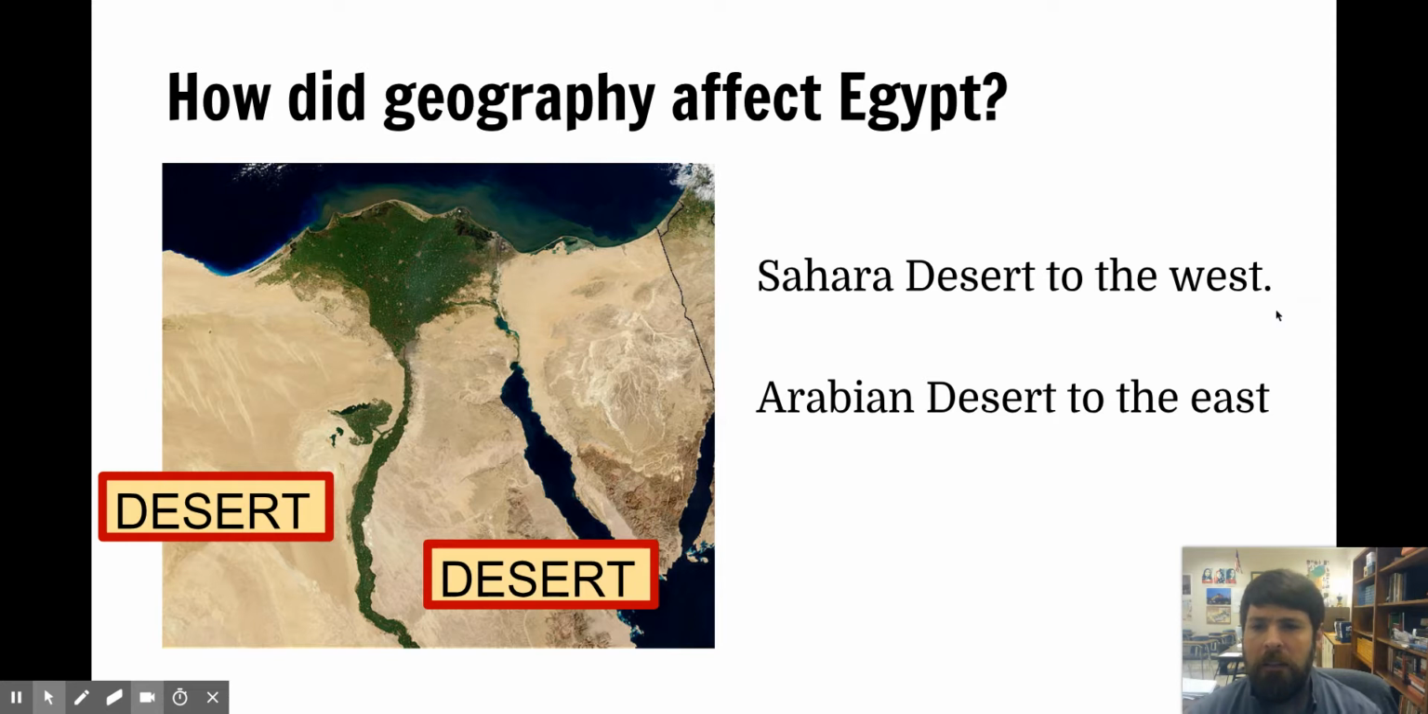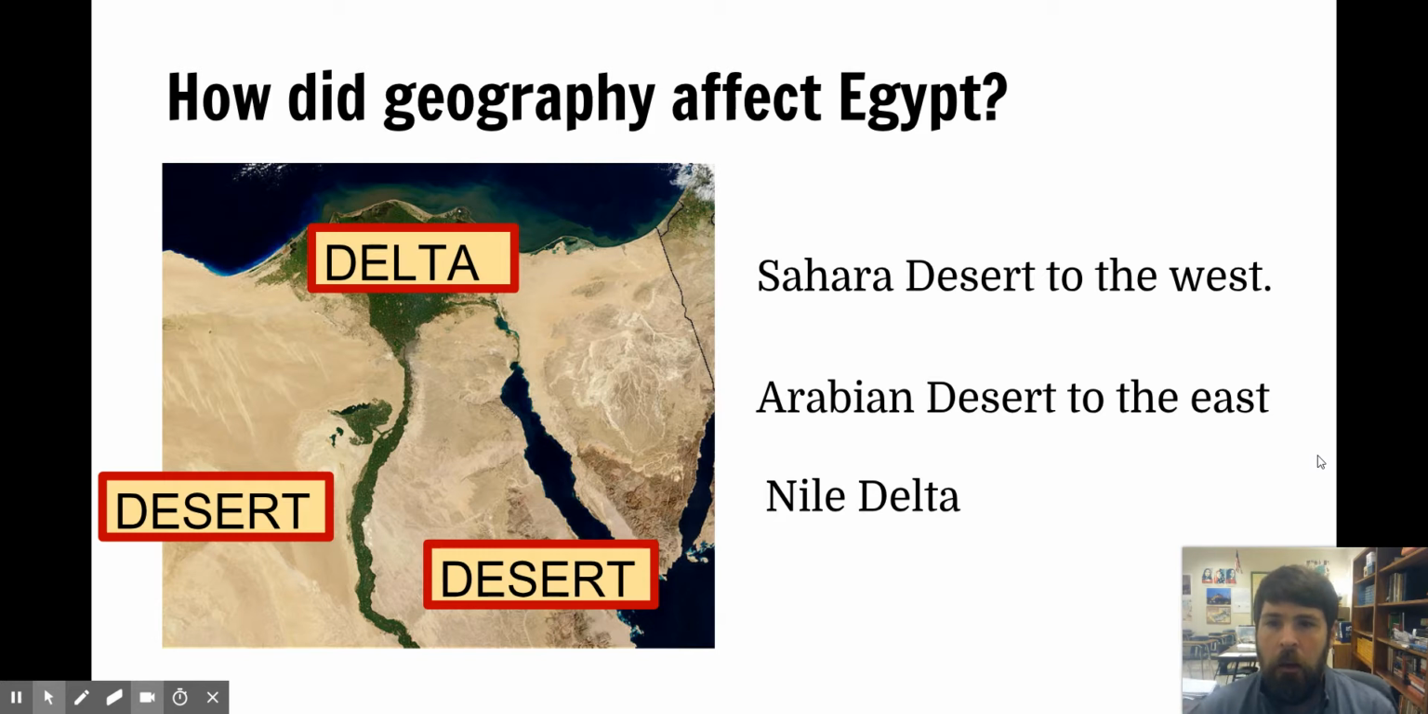And if you look, you can see there's this thin band of the Nile River that runs through the desert until it gets up to the top, the northern part of the map, and it fans out into this green triangle. That's called the Nile Delta, and it's where the river meets the Mediterranean Sea, and it splits off into little tiny branches of the Nile that then flow into the Mediterranean Sea and create a larger section of fertile soil.